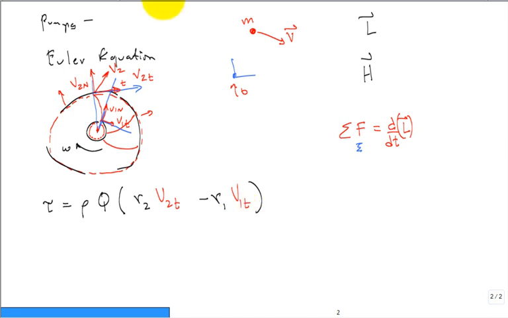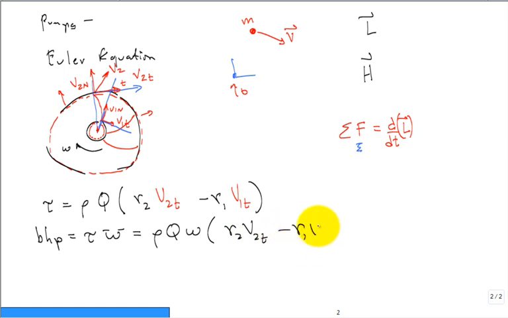Okay. Well, let's say somebody wanted to calculate the brake horsepower. Well, what's the brake horsepower? It'd be the shaft torque times the rotational speed omega. True or false? Do you like that? Is that true? So you could put rho Q omega times this R2 V2 tangential minus R1 V1 tangential. The product of omega times R2 is the tip's, not radial, but it's the tip's blade velocity.